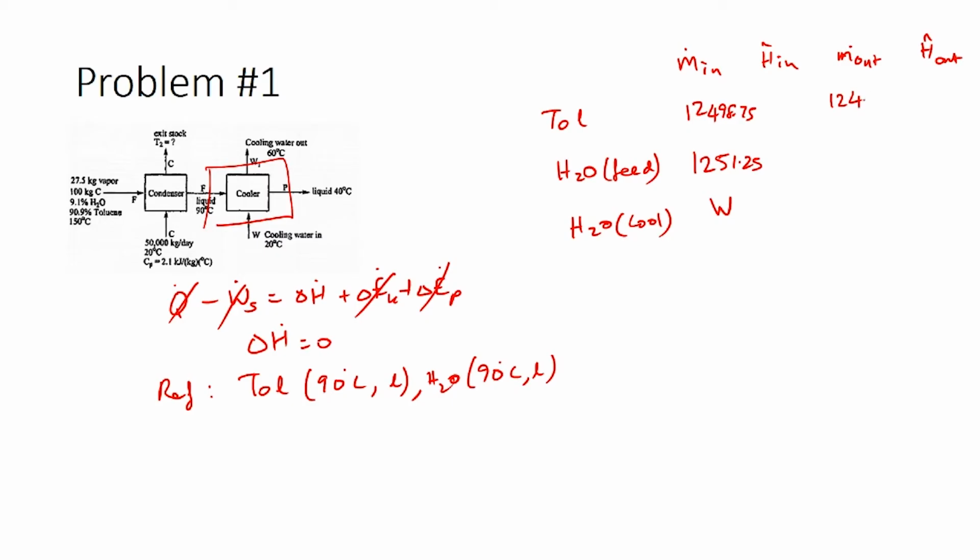So, you have 12,498.75, 1251.25 and W as the mass flow rates out. Now let us look at which of the enthalpies would go to 0. We had taken toluene at 90 degrees Celsius and water at 90 degrees Celsius as the reference states, which means these two will go to 0.